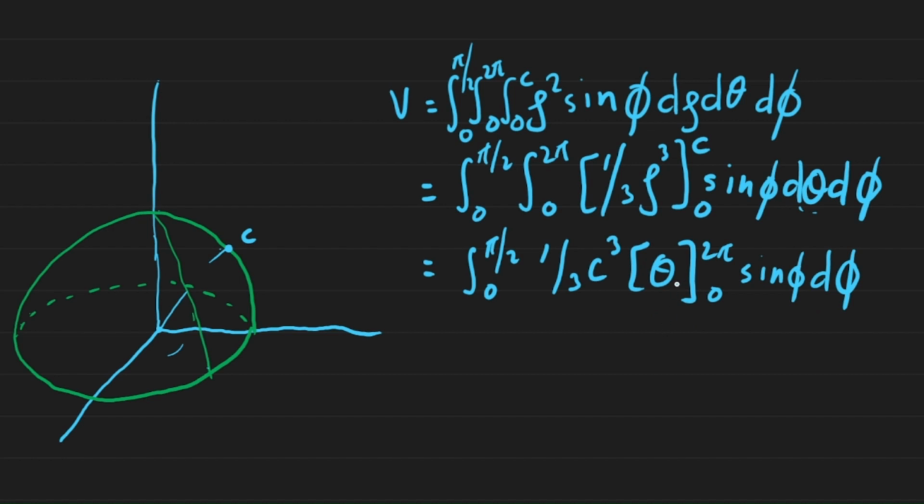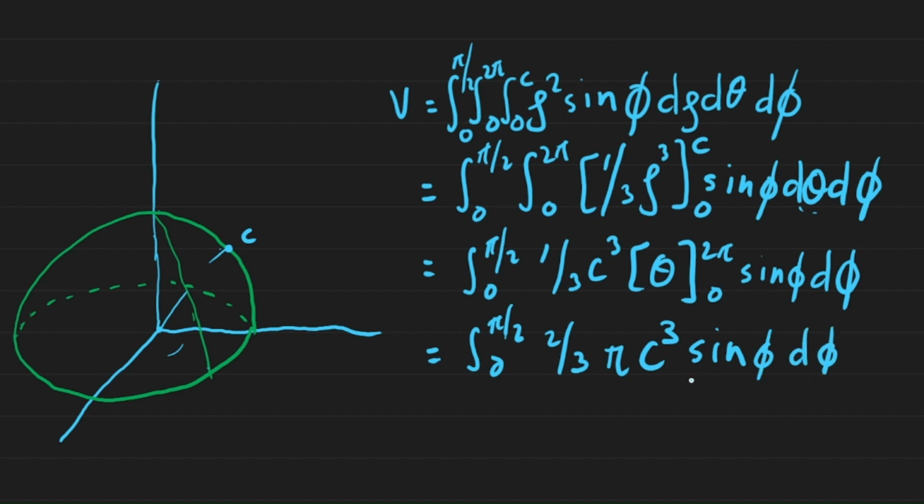So all we do is we just substitute in 2 pi. So when we do that, we get 2 over 3 pi times c cubed. Let's just write that out. 0 to pi over 2. We substitute in 2 pi for theta, and then we bring it out, so we get 2 over 3 pi times c cubed sine of phi d phi.